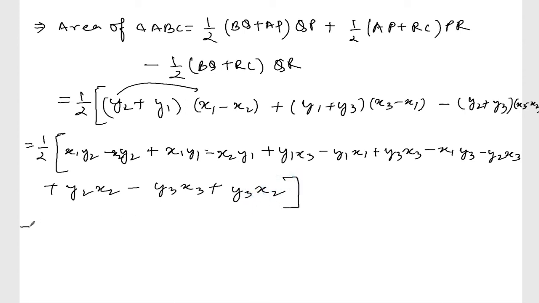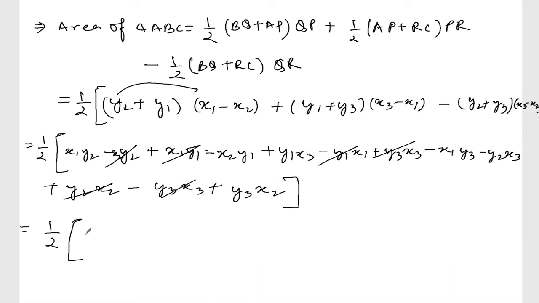After taking out all this, I got half into, let me see if I can cancel. x2 y2 and minus x2 y2 I can cancel. x1 y1, can I see x1 y1 anywhere that I can cancel? This one and this one, x1 y1 cancel. x2 y1, can I cancel anywhere? I cannot see. Y3 x3 and y3 x3 cancel. Then y2 x3, y3 x2 and all this remaining one.